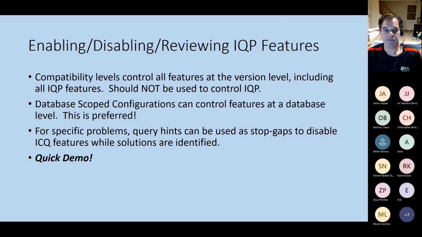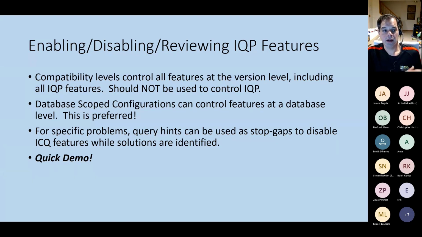For example, if you start using parameter-sensitive plan optimization and realize, wow, it's making bad choices, or somehow I don't really understand how scalar UDF inlining works, I don't really want it yet, or just any feature here isn't quite doing what you want, don't use compatibility level to turn it on and off. It's a sledgehammer, and it will turn other things off as well that you may not want off.